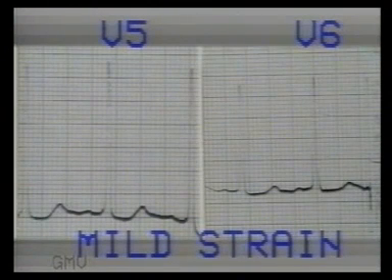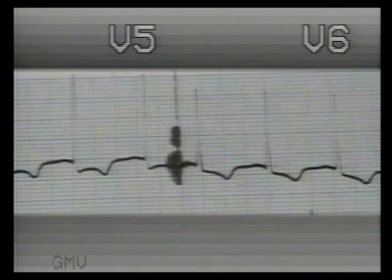This ECG with left ventricular hypertrophy in leads V5 and V6 shows mild strain. ST segment is depressed slightly and T wave is reduced in amplitude but not inverted. This is another case of left ventricular hypertrophy, and note the strain pattern, depressed ST segment and inverted T wave.